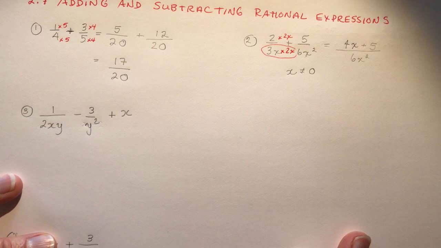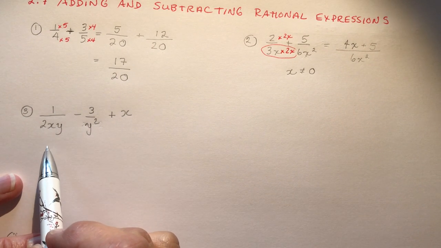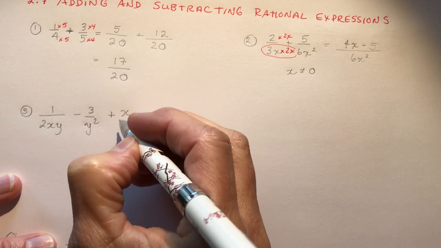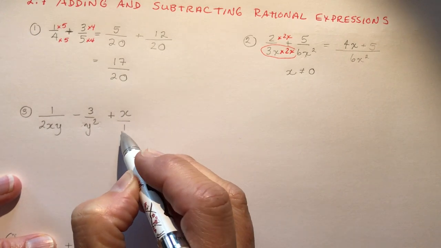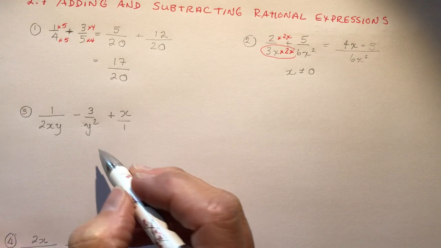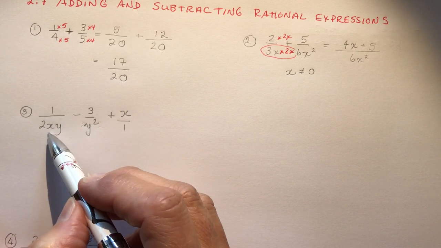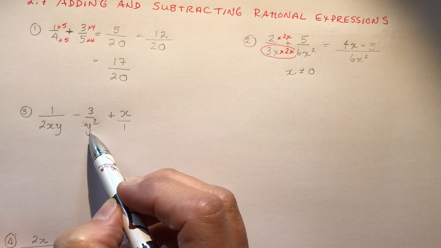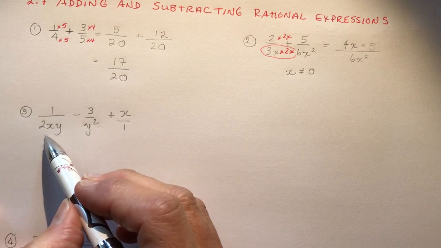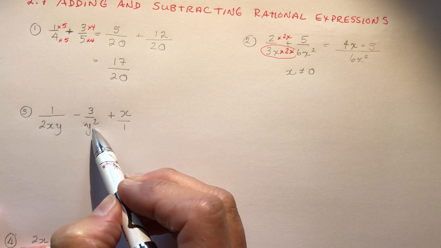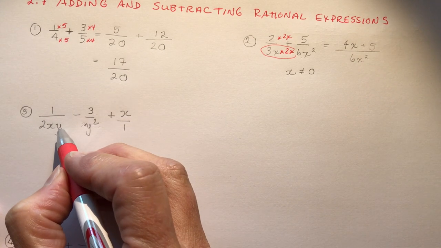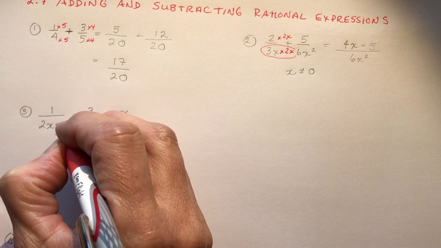Okay, the next one I have here is 1 over 2xy minus 3 over y squared plus x. Now, anything can be written over 1, right? So right away, this is x over 1. That's okay. Now I look at the denominator and I say, okay, what would be the lowest common denominator of 2xy and y squared and a 1? Well, this one's just going to be whatever it is, right? So I have a y squared, and this one doesn't have a y squared. So that means I'm going to have to multiply this by a y to make a y squared.